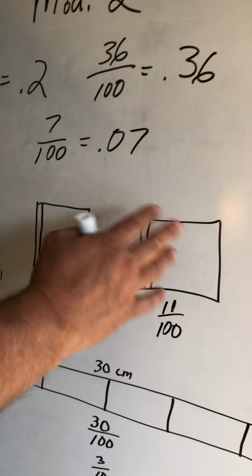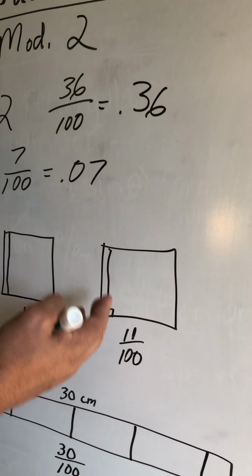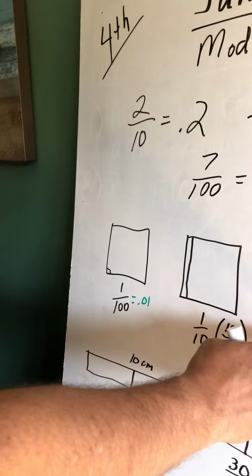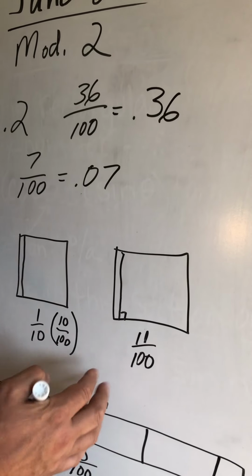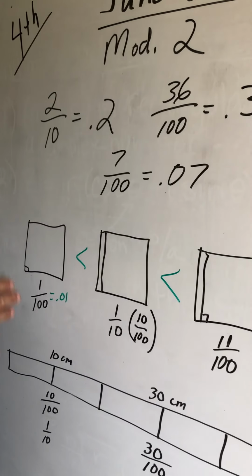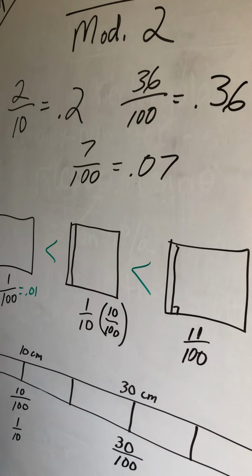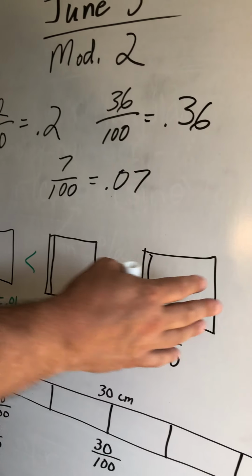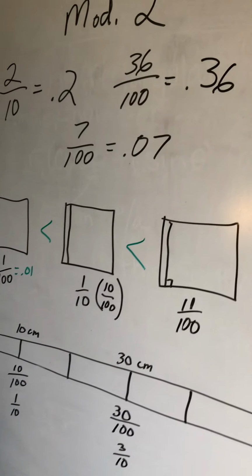I just threw this one up because I added them together, and I thought, why not? So we got 10 plus 1, 11 hundredths. So we got the smallest, next, and the largest out of those 3. See that? 11 hundredths is greater than 1/10, and 1/10 is greater than 1/100th.